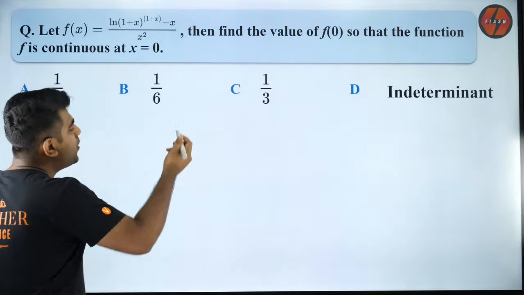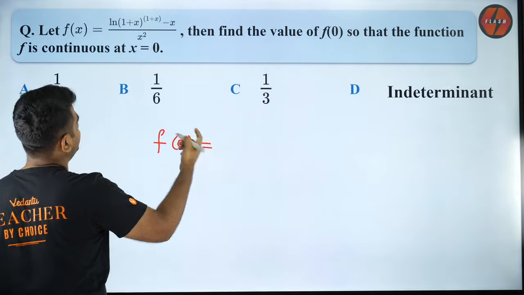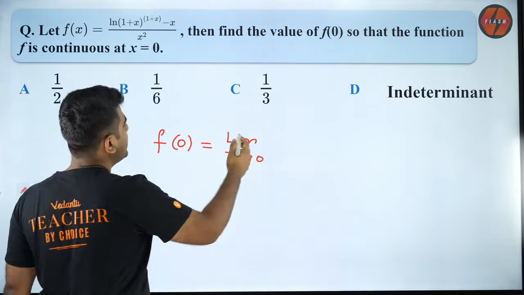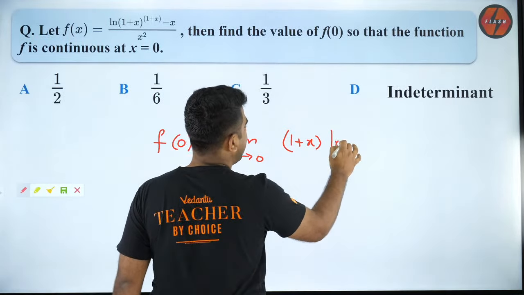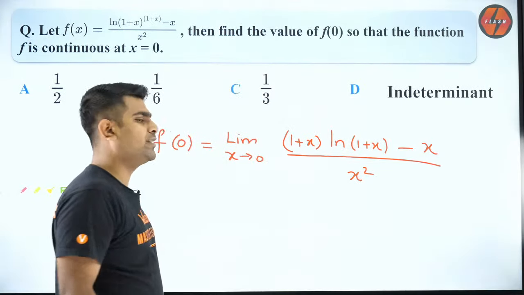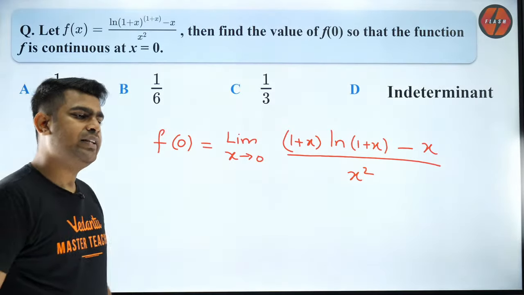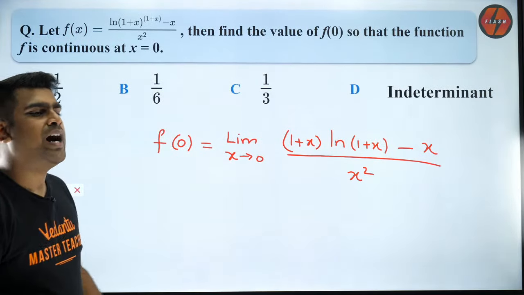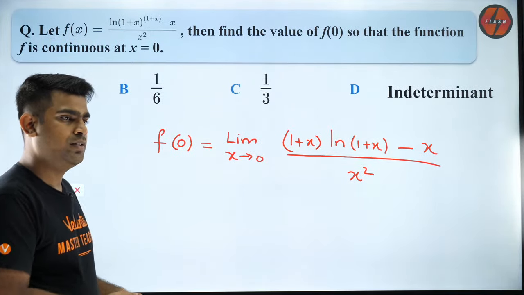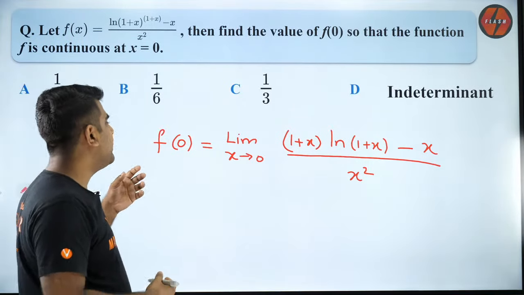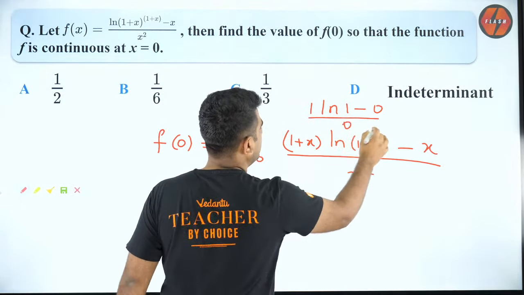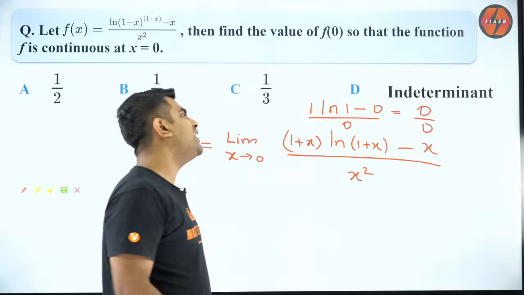So f of 0 is wanted, and since it is continuous, can I say it will be equal to the limit x tending to 0 of f of x? And what is that? Can I say it is (1 plus x) into ln of 1 plus x minus x, divided by x square? Are you guys cool with that? Got it. So now if I put 0, I will get 1 ln 1 minus 0 by 0, which will be 0 by 0. So it is an indeterminate form.